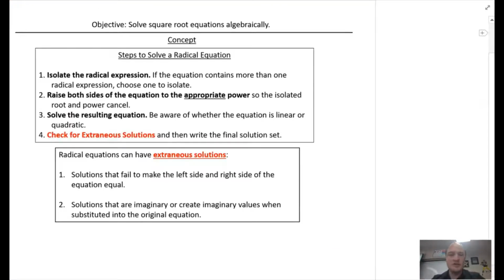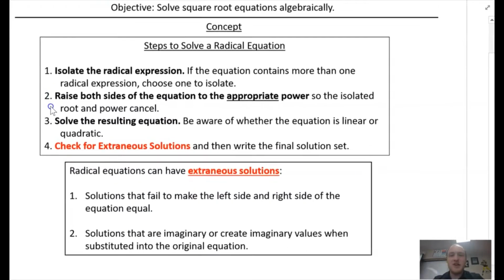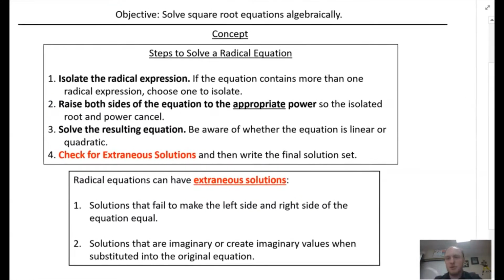Radical equations, we are going to follow these steps, and then we have to check for something. With square roots, funny things happen. Here are the steps to solve a radical equation. First, isolate your radical expression. I want to get rid of everything except my radical expression.